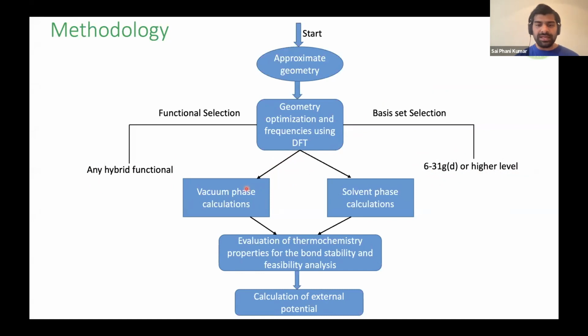The DFT calculations can be performed in both the vacuum phase and the solvent phase, from which we evaluate the thermochemistry properties for bond stability and feasibility analysis. Then we would take up the different combinations and calculate the external potential, because for these molecules to exist on the primordial, prebiotic Earth, there could have been a strong potential.